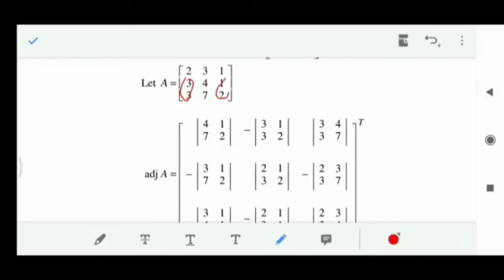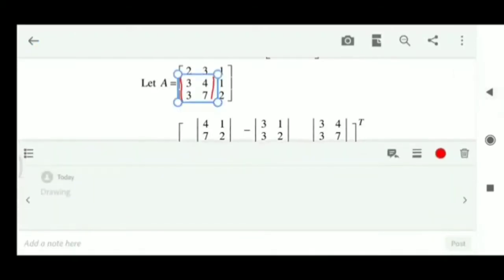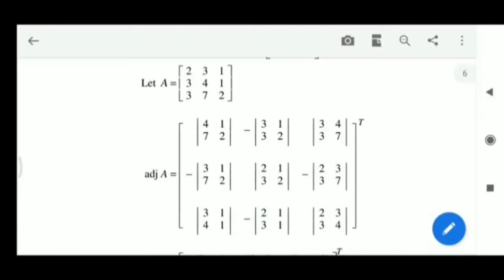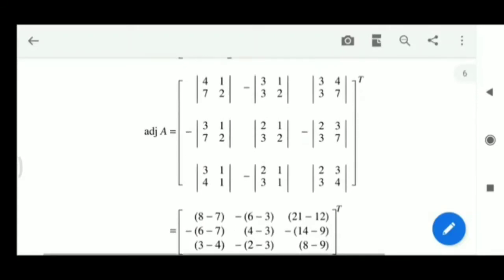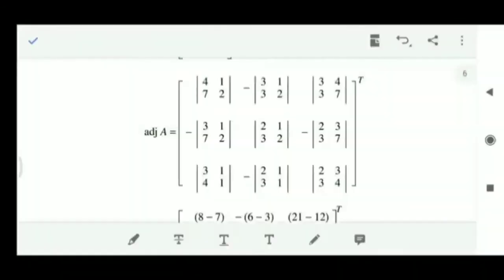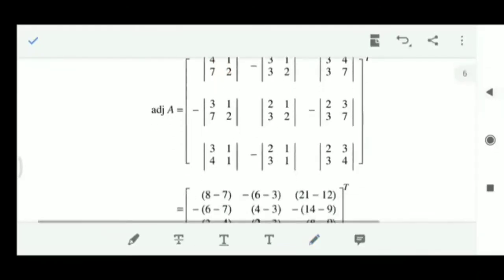Then the second row first column: negative of determinant of [3 1; 7 2], then the center element is determinant of [2 1; 3 2], then the second row third element is negative of determinant of [2 3; 3 7], then the third row first column: determinant of [3 1; 4 1], again negative of determinant of [2 1; 3 1], then the last one is determinant of [2 3; 3 4].